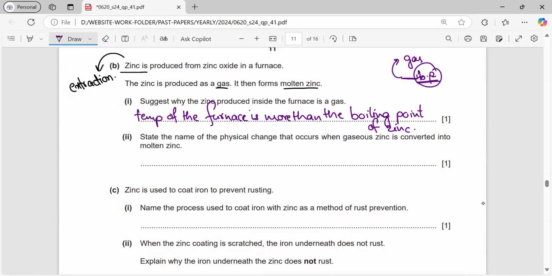State the name of the physical change that occurs when gaseous zinc is converted into molten zinc. That's called condensation.